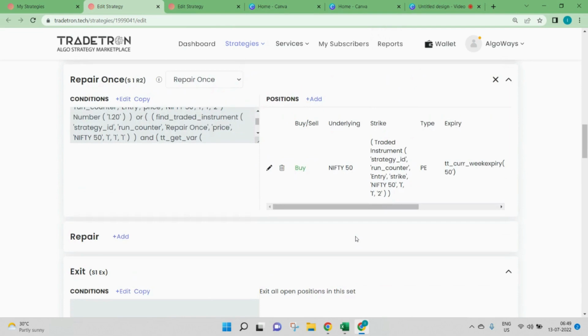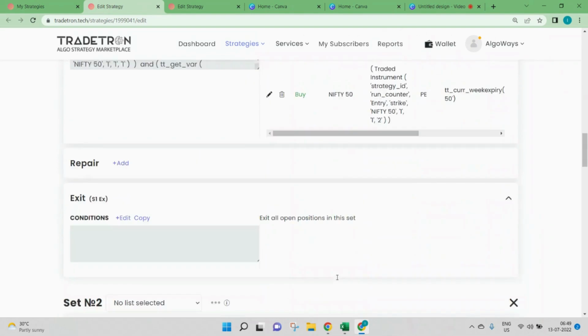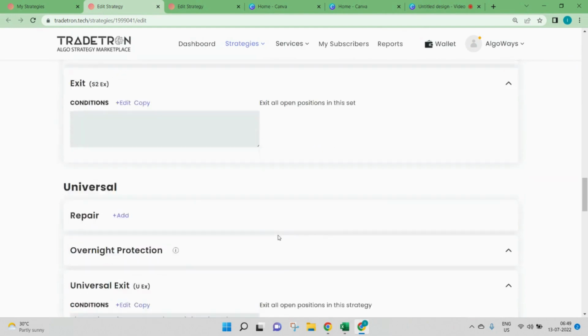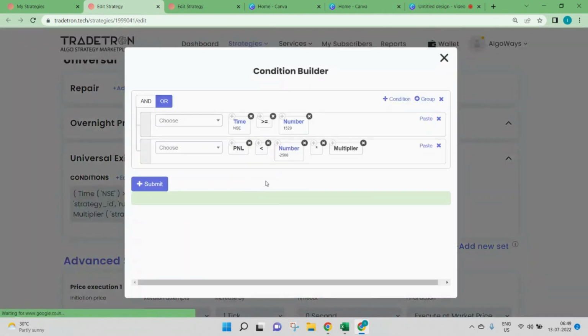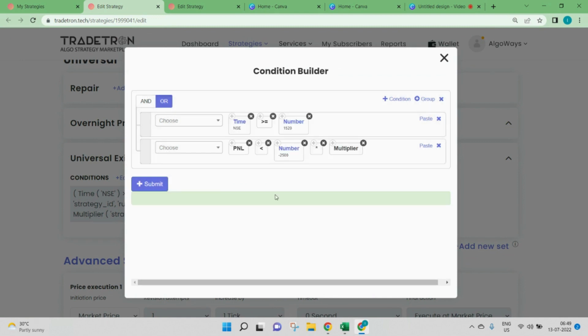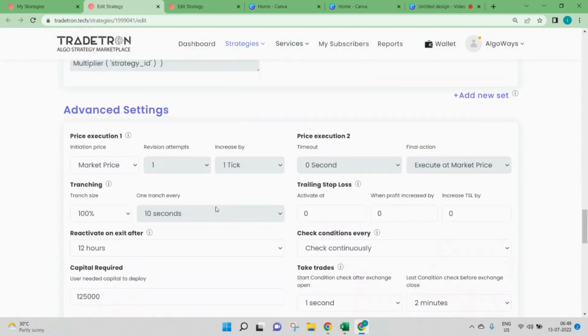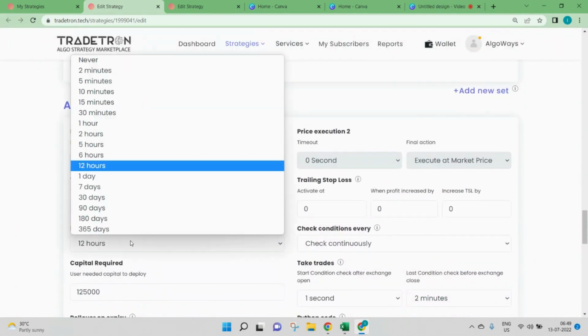Now in this case if both the conditions have happened, that is CE has hit the stop loss and PE has hit the stop loss at cost, or vice versa, we see here in the universal exit condition that we have defined the exit time and the stop loss, so 2500 rupees. So we can change this to any number depending upon what kind of mindset you have about the trading. Okay. So once this exit has happened, then it will go to reactivation time.